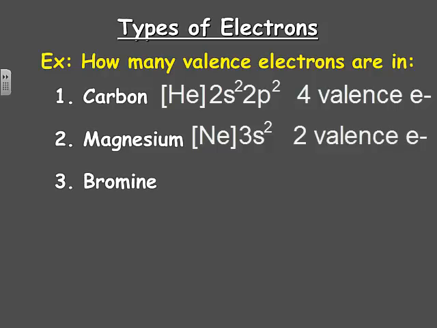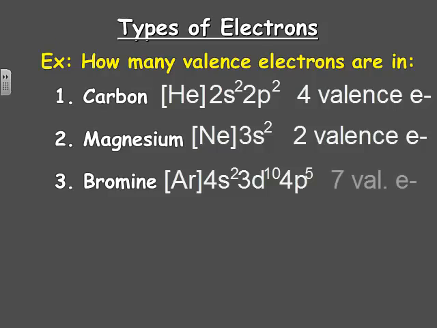Bromine has 35 electrons overall. Its noble gas configuration is argon, then 4s2, 3d10, 4p5. Now remember, valence electrons are the s and p electrons of the highest energy level, so we're not going to use those 3d electrons. They don't count as part of the valence level because they're still part of the third energy level, even though they overlap here, the 4s. So we have 2 in the 4s, and we have 5 in the 4p, for a total of 7 valence electrons for bromine.